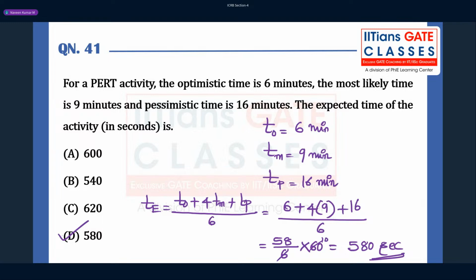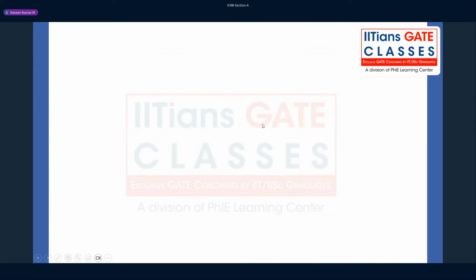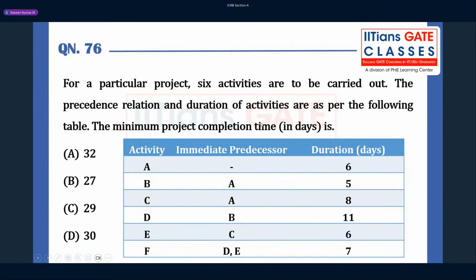Next, let's go for the last question for our industrial part as well. So for a project, 6 activities are to be carried out. The precedence relation and duration of activities are as per the table. Let's draw the precedence diagram first. So let's start with A. You don't have any predecessor.